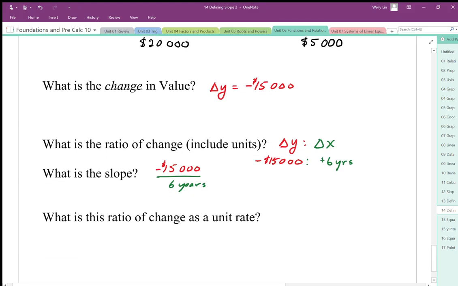Now, often the unit rate is going to be useful, so we'll divide that to get the unit rate. When we divide that, we end up with negative $2,500 for every 1 year. Okay, and again, there's always two numbers in a ratio. When we write down 2,500 as our slope, we have to always remember that the other number being compared to is 1. So when we talk about a one number ratio or one number slope, the other number is always 1.